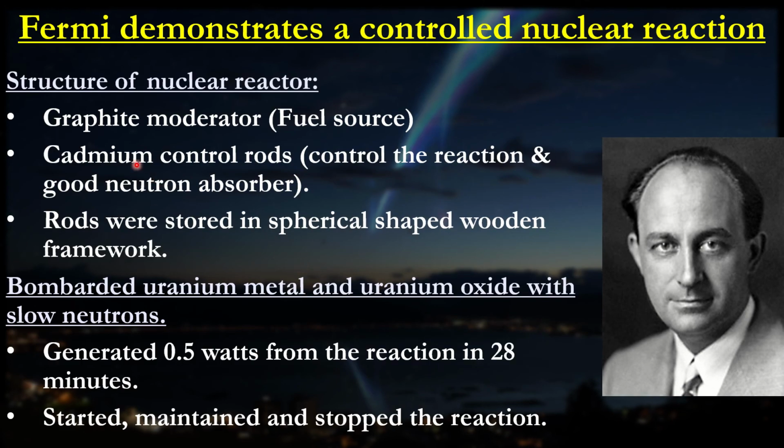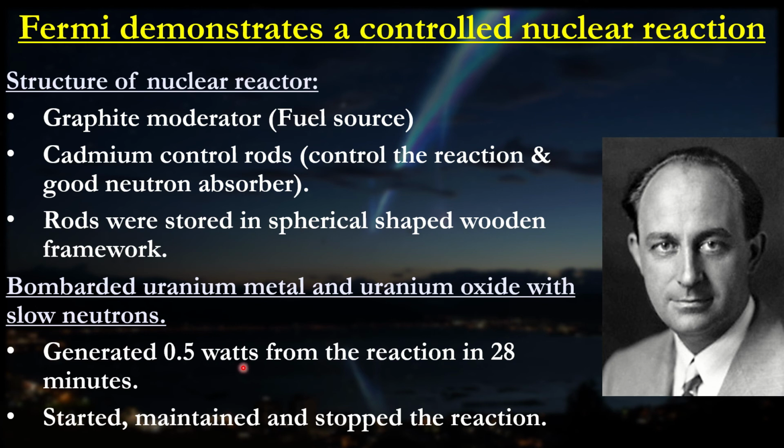So he used a couple of graphite moderators, so that's the fuel source. He had these control rods made out of cadmium. Essentially what that was supposed to do is absorb neutrons. So again, like we said, if we want to control the reaction, we want to reduce the amount of neutrons in the reaction. And he used uranium and uranium oxide to produce these slow moving neutrons. Within 28 minutes he generated 0.5 watts of power.